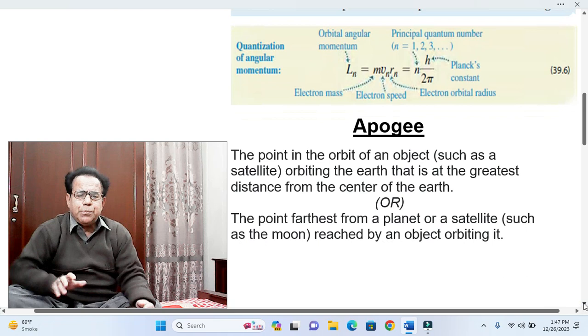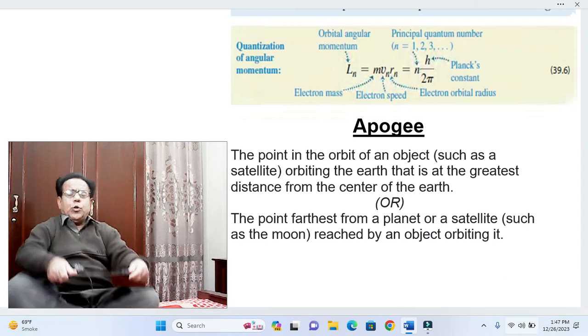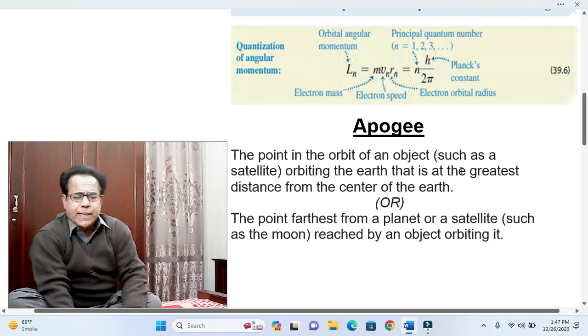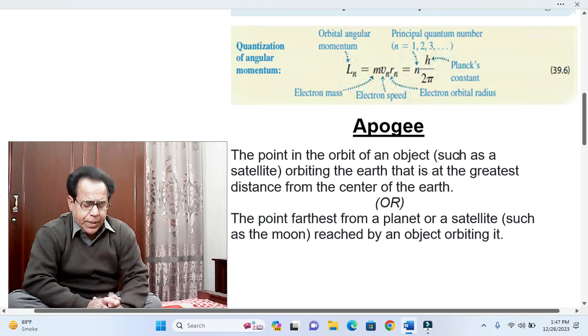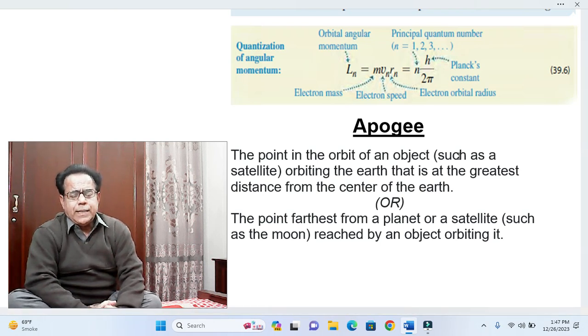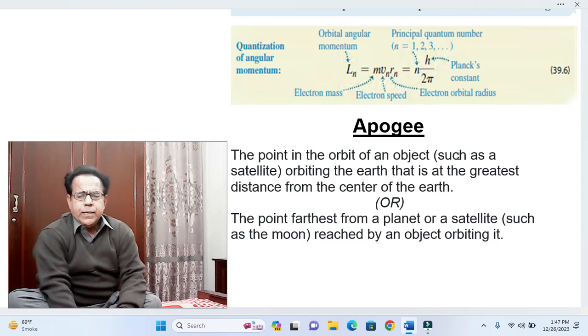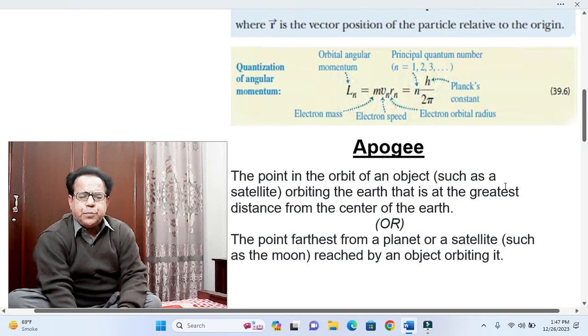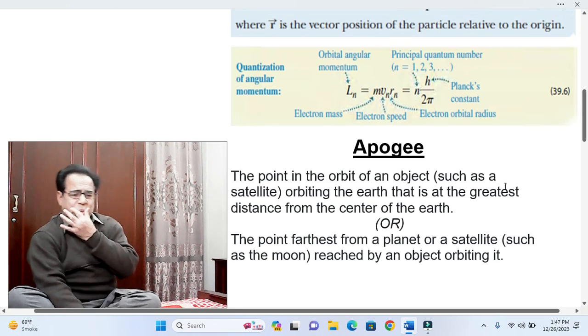The next snapshot is about quantization of angular momentum. Okay, so this snapshot is not very much related to this problem. Anyhow, as we are dealing with angular momentum, we must have some idea about quantization of angular momentum, irrespective of whether this expression is going to be used in this problem or not.